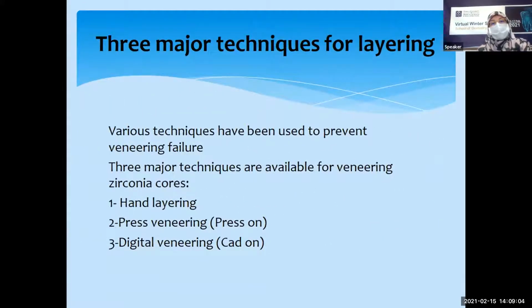We have 3 major techniques for layering zirconia. First, hand layering. Hand layering is a conventional technique that is used for metal ceramic restoration. We use a brush and apply ceramic on a metal or zirconia framework. Second, we have the press technique, in which we use pressing to connect veneering ceramic to the zirconia core. And third, the digital CAD/CAM technique, in which both parts, the zirconia framework and veneering ceramic, connect together with an intermediate ceramic or intermediate resin cement. In this technique, both the framework and veneering are designed and milled by CAD/CAM technology.